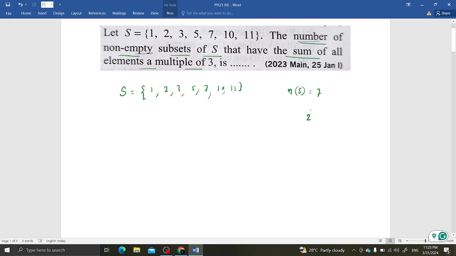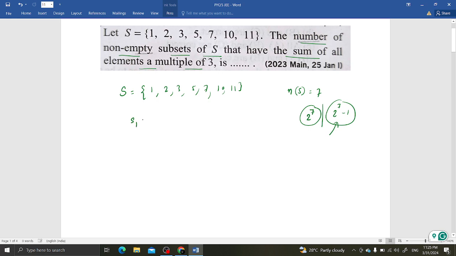So the total number of subsets is 2 raised to the power 7. These are the total subsets of S, and the non-empty subsets number 2 raised to the power 7 minus 1. But here they are saying that from all these 2^7 minus 1 subsets, we need to collect all those subsets of S such that if we add the elements of the subset, the sum has to be divisible by 3.